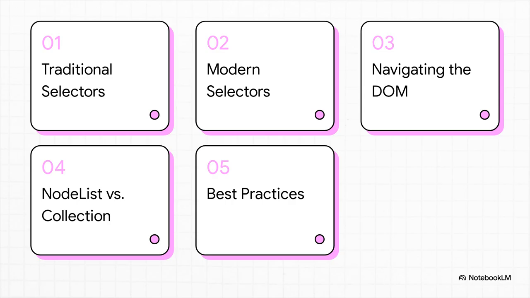So, here's our game plan. We're going to start with the old school ways of selecting things, and then we'll get into the much better modern methods. After that, we'll see how to navigate around the DOM tree, and then we'll clear up a super common point of confusion, node lists versus HTML collections. And we'll wrap it all up with some pro tips for keeping your code nice and clean.